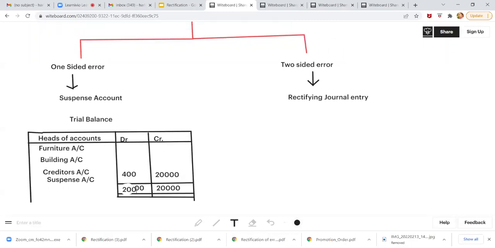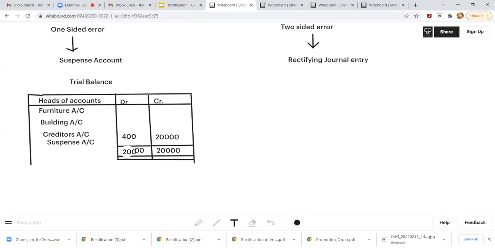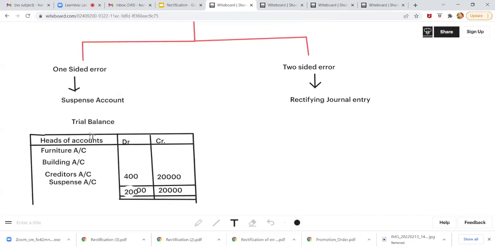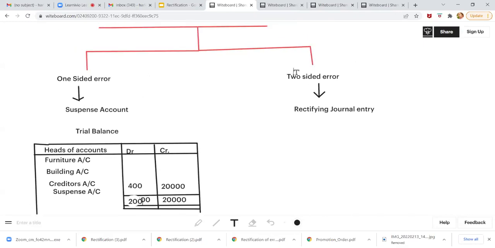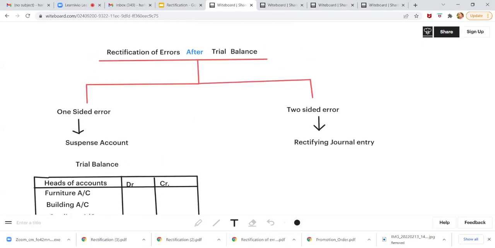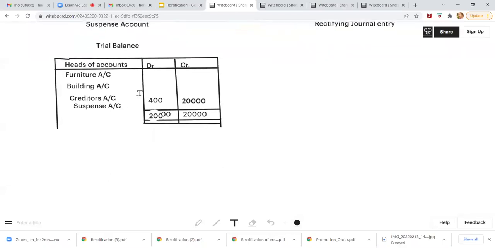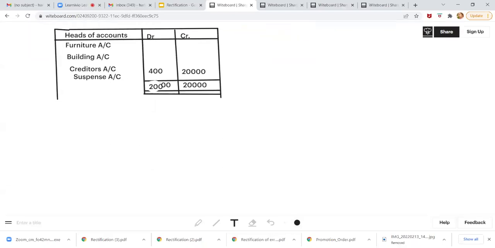So now let us understand this concept with the help of an example. Here we know that a two-sided error we can correct by passing the rectifying journal entry, as we did in rectification of error before preparing the trial balance. Now we are going to discuss the suspense account. So our first example will be here.